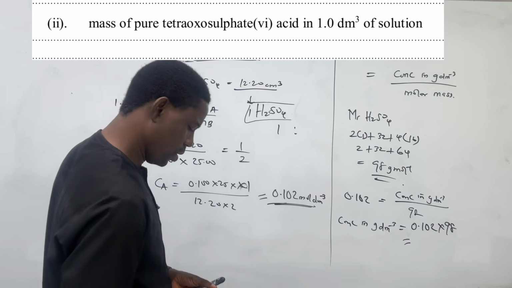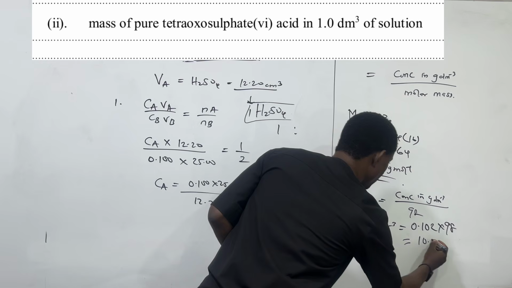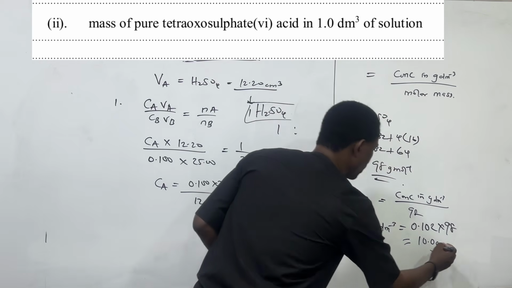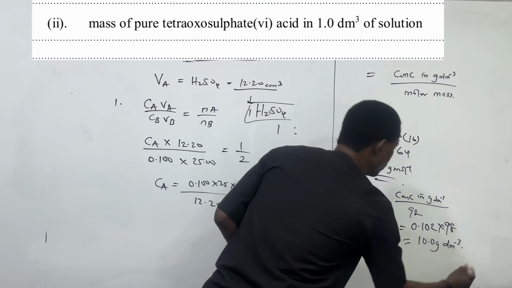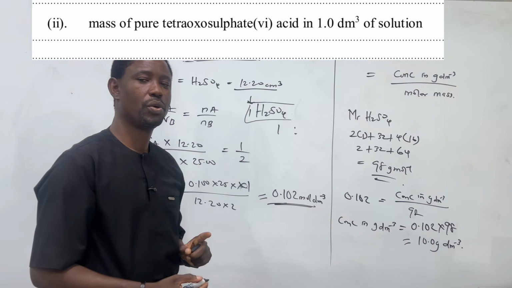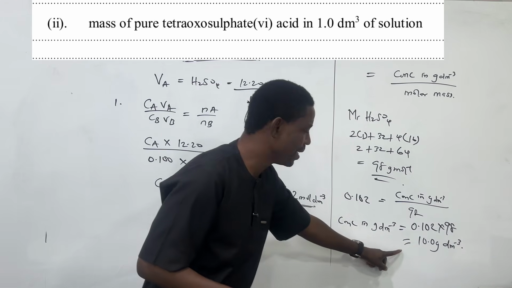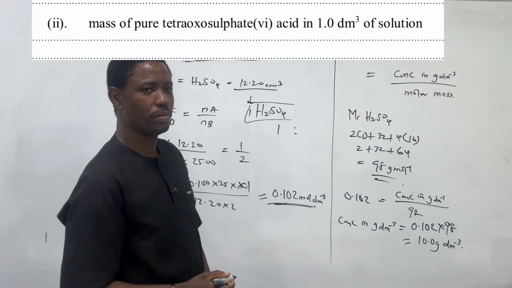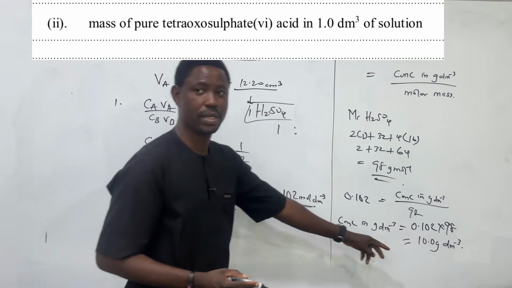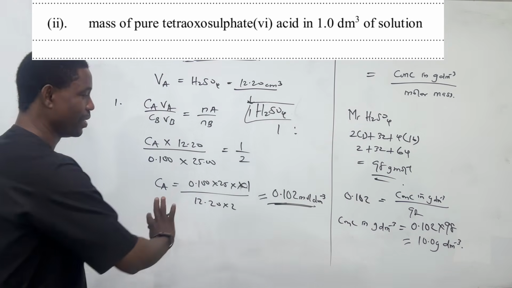98. Okay, so 10.0. Okay, 10.0 gram per dm³. So if they ask what's the mass of pure H2SO4, that is 10 grams in 1 dm³. That is what we said, 10 grams in 1 dm³. All right, so that is very simple.